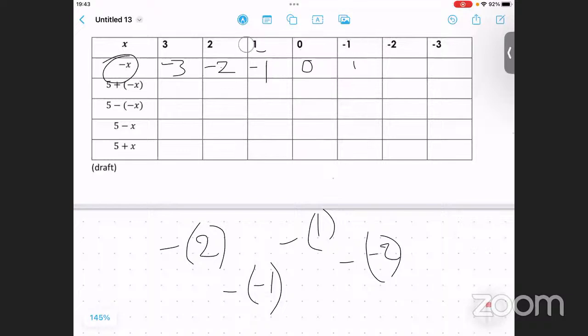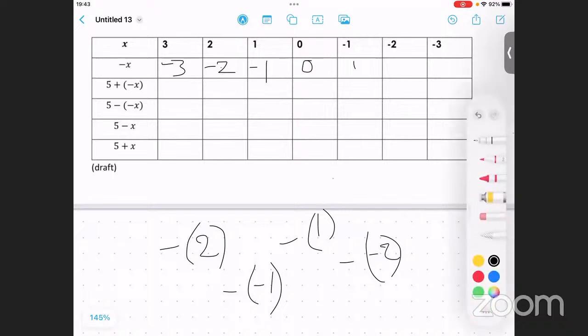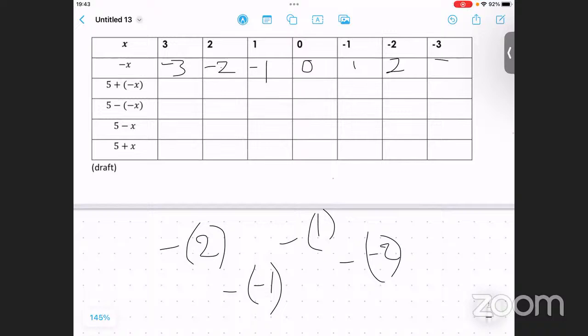+2. Do you all agree? Yes. So it's going to be +2. And then for when our x value is -3, that means we're going to have minus, open bracket, -3, close bracket, which is going to be +3. Then we have 3 like that. And do we have any questions so far? Oh, so far so good. Yes.